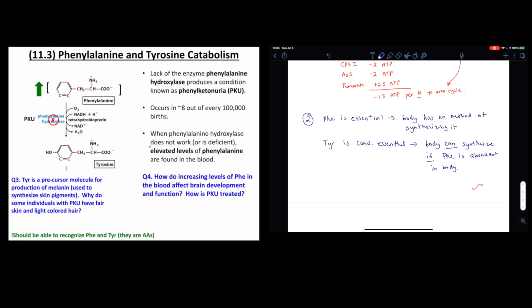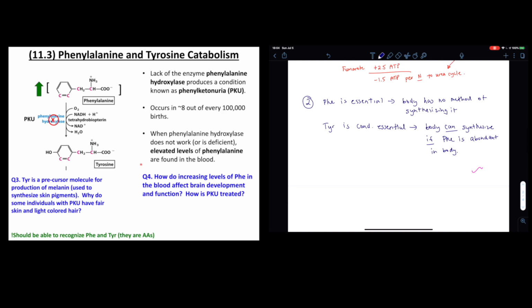Okay. So let's answer these questions down here. It says tyrosine is a precursor molecule for the production of melanin, which is used to make skin pigments. So why do some individuals with PKU have fair skin and light colored hair? Okay, so individuals with PKU have fair skin, like it's pretty pale looking, and they have light colored hair. And that's because individuals who have this disease have the inability to produce tyrosine, which can then go on to make melanin. But since they can't make the tyrosine, it cannot go on to make any melanin.